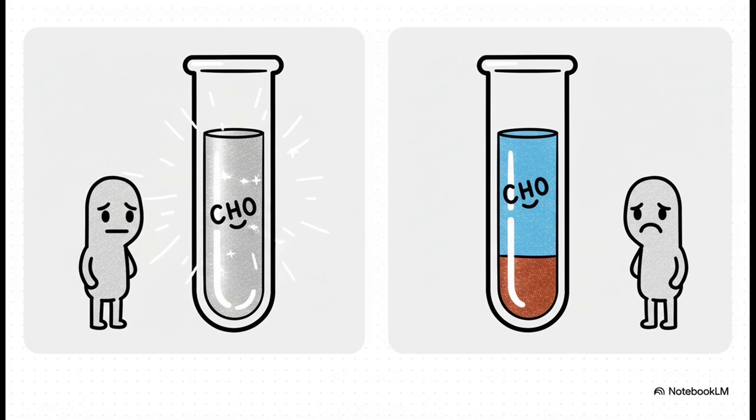With Tollens reagent, an aldehyde gives a beautiful silver mirror. With Fehling's reagent, you get a red-brown solid. And the ketones? They do nothing. They just sit there and watch the show.